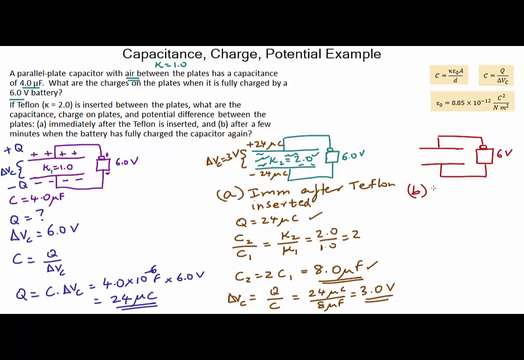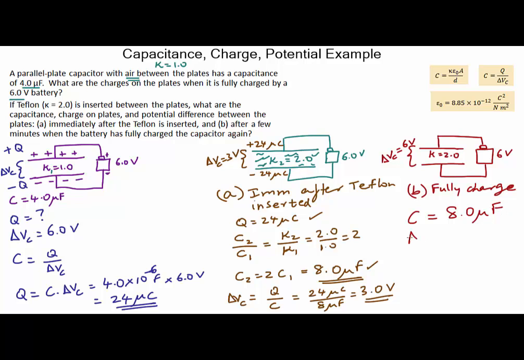So for part B here, if we allow the battery to fully charge the capacitor again, this delta VC across the capacitor will become equal to the potential difference across the battery, which is 6.0 volts. So by waiting for the battery to fully charge the capacitor, we haven't changed anything with the capacitor. The dielectric in between is still Teflon, so 2.0. The area of the plates did not change. The distance between the plates did not change. So the capacitance in this case is still what it was after the Teflon was inserted, so 8.0 microfarad.